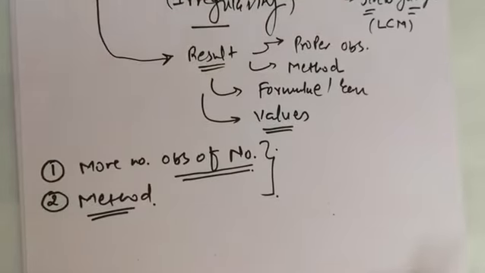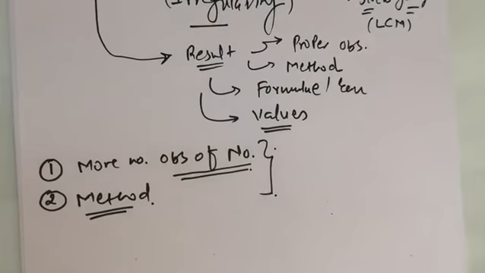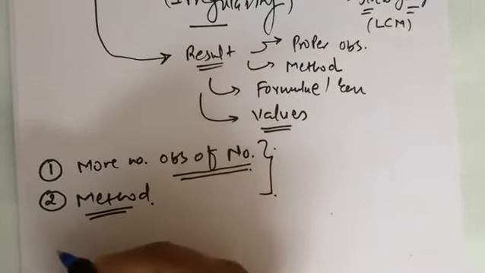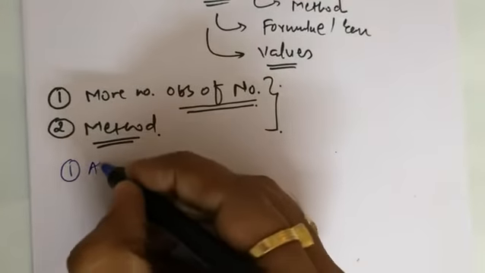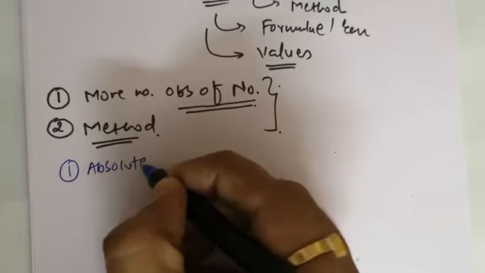We have some methods to calculate it. First of all, the very first part is called absolute error.